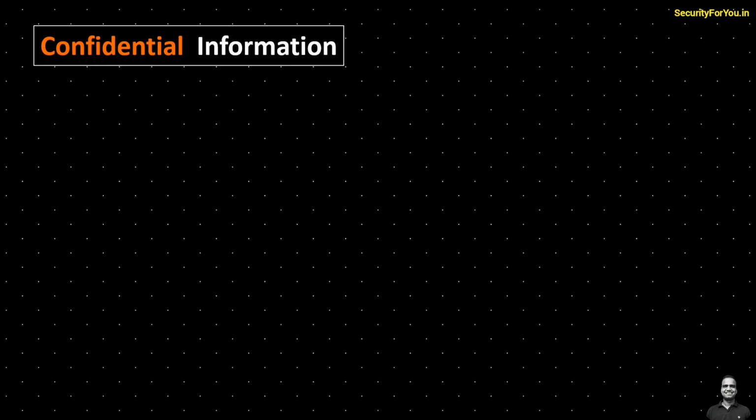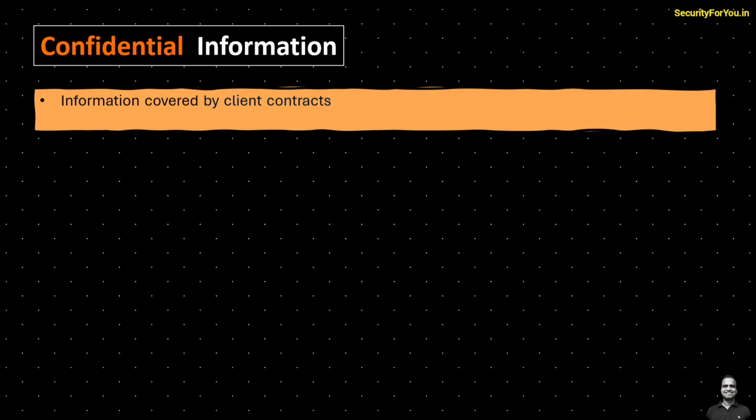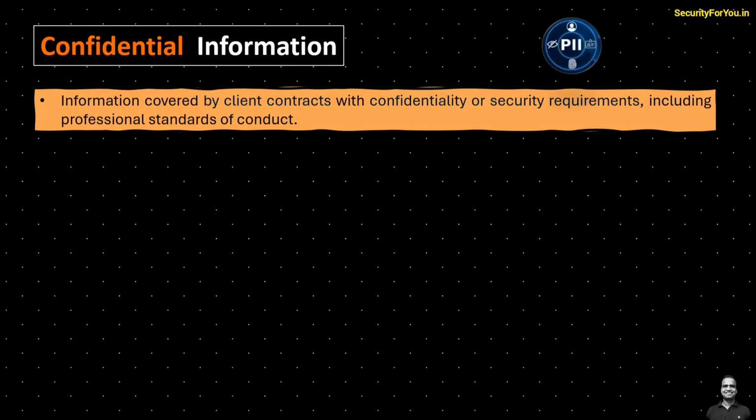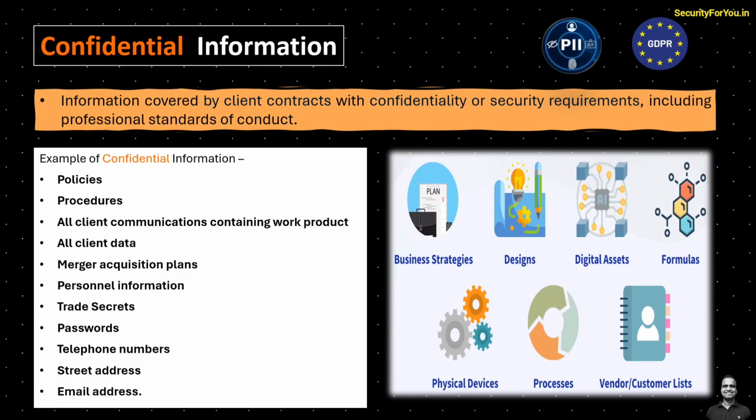Next category is confidential information. This category includes information covered by client contracts with confidentiality or security requirements, including professional standards of conduct. It may contain data like PII and GDPR personal data, and examples include policies, procedures, all client communication containing work product, client data, merger and acquisition plans, personal information, trade secrets or passwords, telephone numbers, email address, street address, etc.